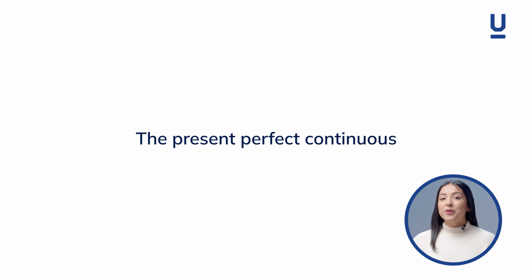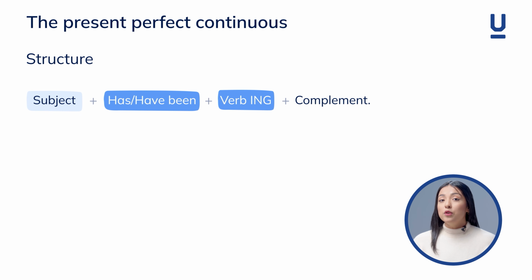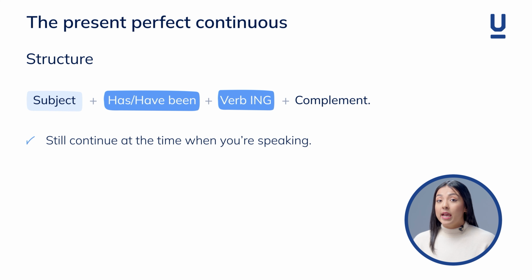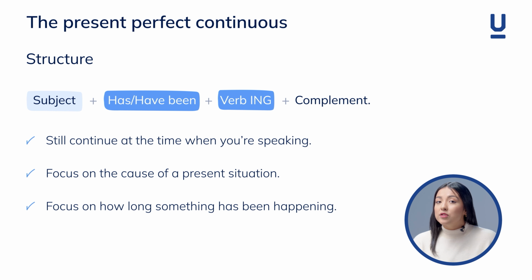The present perfect continuous. Subject plus have plus been plus verb-ing plus period. We use present perfect continuous to talk about actions that still continue at the time when you're speaking. To focus on the cause of a present situation. To focus on how long something has been happening.